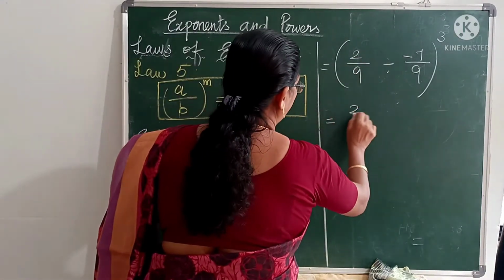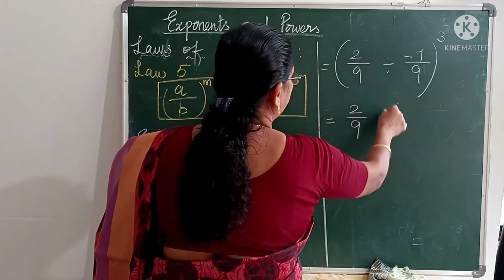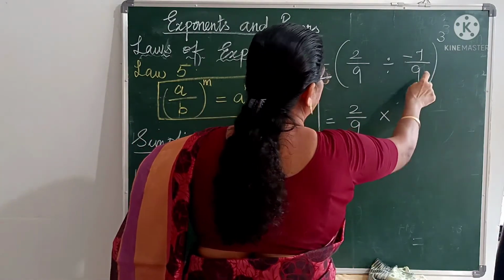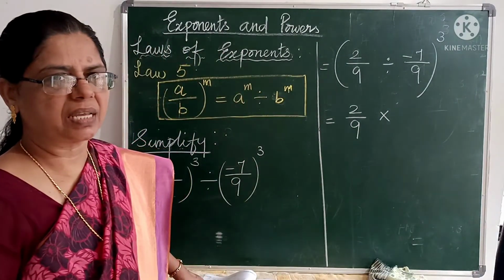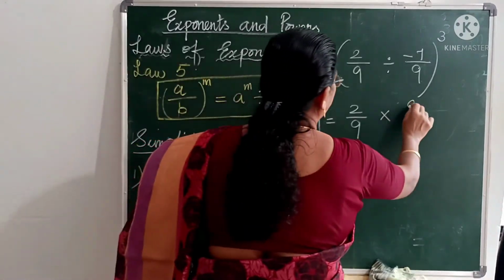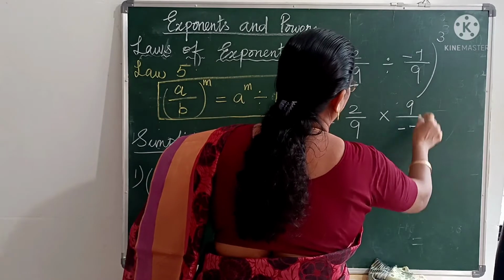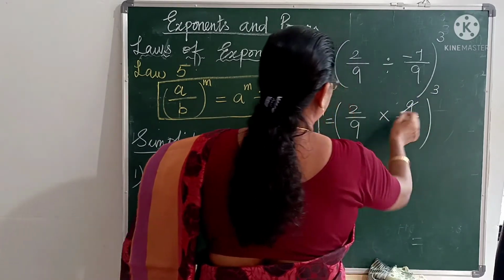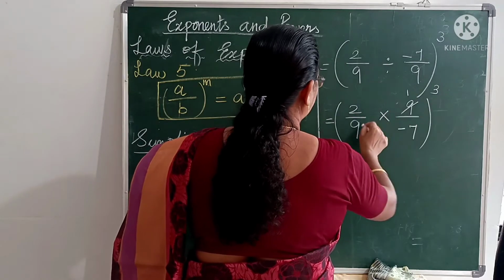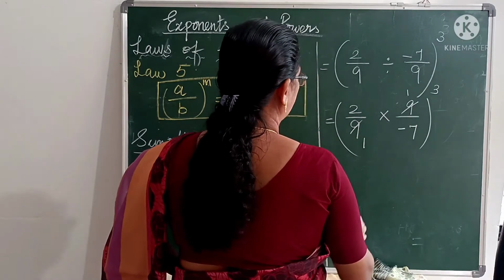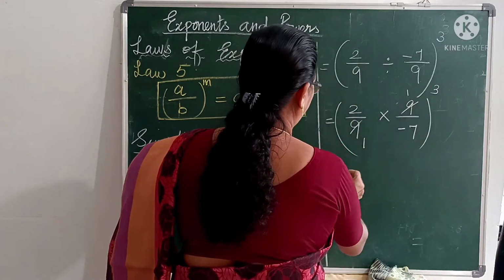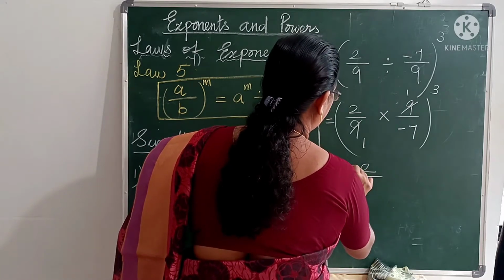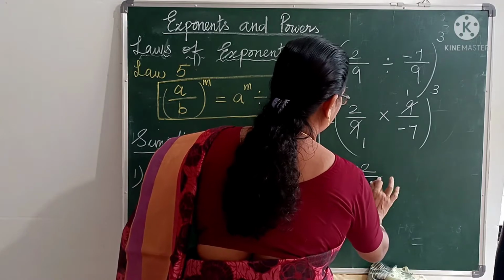Copy down the first one as it is. Change division into multiplication and write the reciprocal of the next one. What is the reciprocal of minus 7 upon 9? It is 9 upon minus 7. Cancel the numbers and the whole power 3. Cancel the numbers. 9 ones are 9, 9 ones are 9. After that, find out the product. It is 2 upon minus 7. You can write it as minus 2 upon 7.